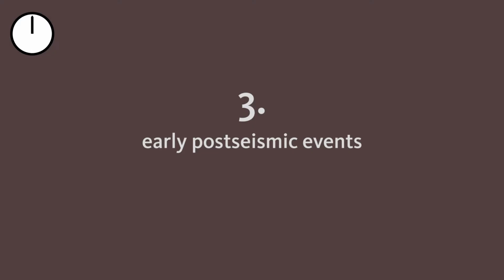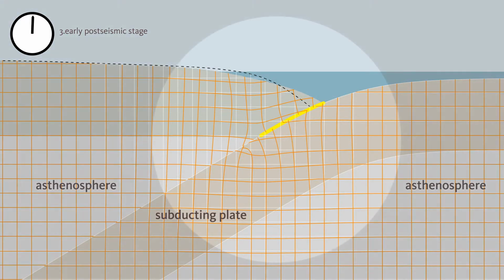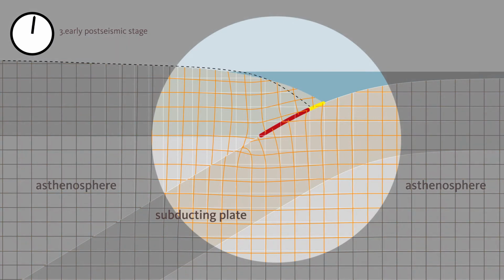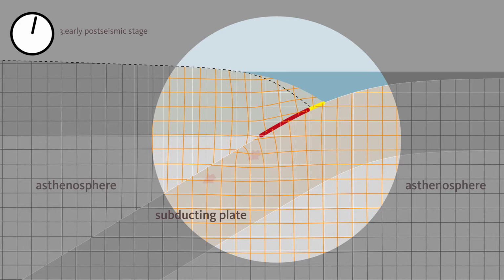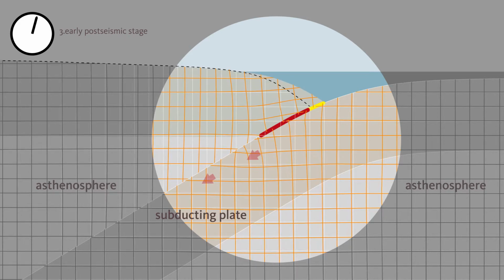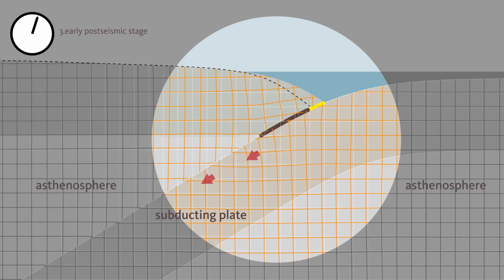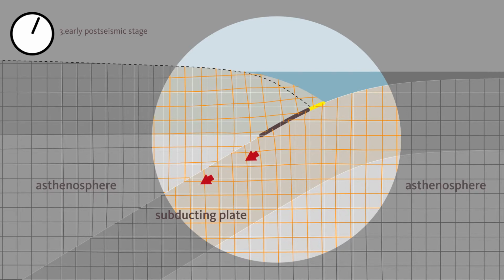The third stage of the earthquake cycle starts soon after the event, when 2 things happen. First, the plate interface relocks. From this point onward, the subduction zone begins building towards the next earthquake. Second, the deeper part of the subducting plate continues to slide into the Earth past the asthenosphere beneath the overriding plate. This is commonly referred to as afterslip.